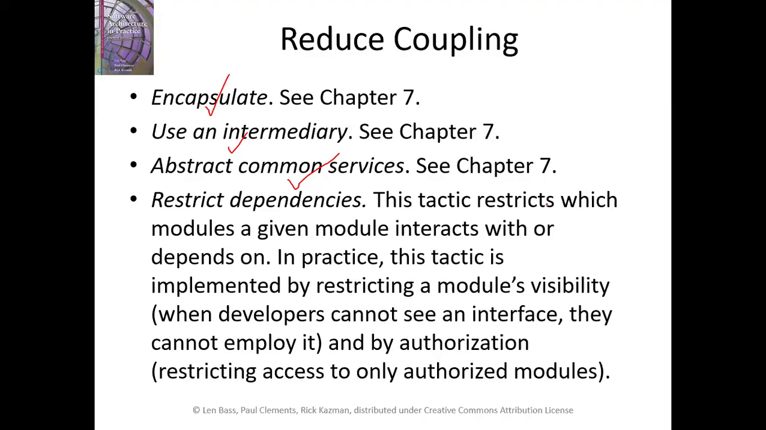So next is reduce dependencies. This tactic restricts which modules a given module can interact with or depends upon. In practice, this tactic is implemented by restricting a module's visibility and by employing authorization. So these are two tricks for restricting dependencies. If you do not want a module to have dependency on another module, the first way to filter them is to put authorization. All modules that do not have the authority to interact with the other module clearly are not given the chance. And from other modules, you can make this module invisible. You put it in a private environment.